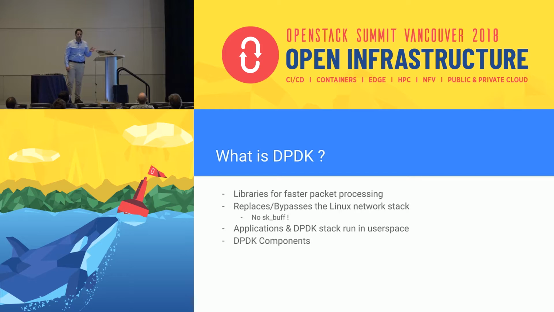DPDK has multiple components in it. The first component is EAL, which is the Environment Abstraction Layer. This is basically an abstraction layer for hardware and memory. So basically, it allows you to deal with the hardware and memory without making low-level calls to them. It allows you to initialize the memory structures that you give for DPDK as well.